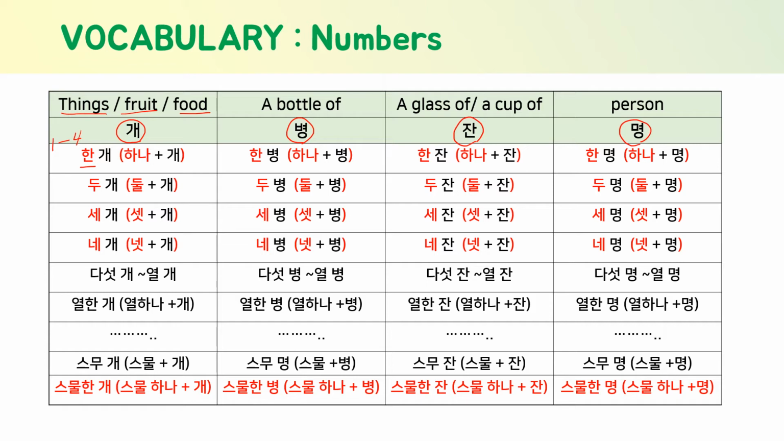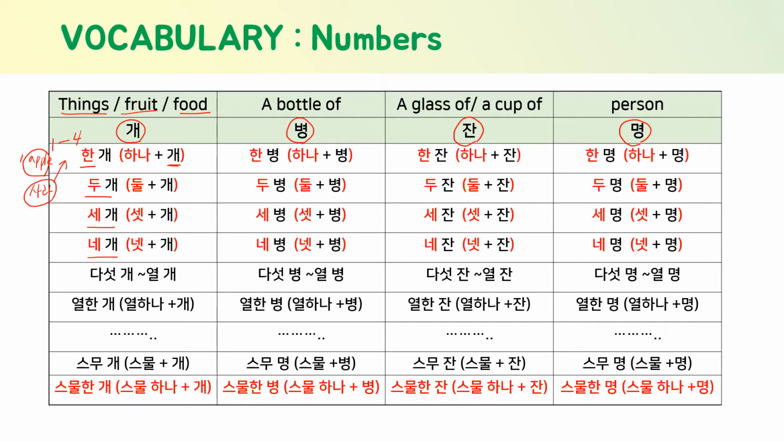So for 1 comes 한, and then counter 개. For example, 1 apple. And the word for apple is 사과. So that becomes 사과 한 개. Right? And 2 apples, 사과 두 개. 3 apples, 사과 세 개. 4 apples, 사과 네 개.